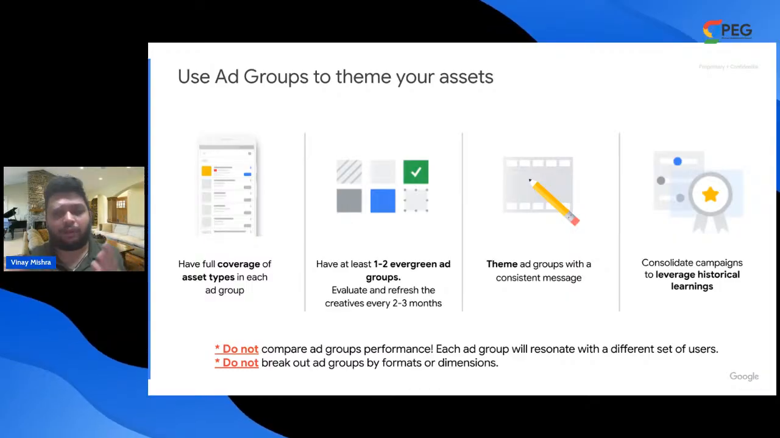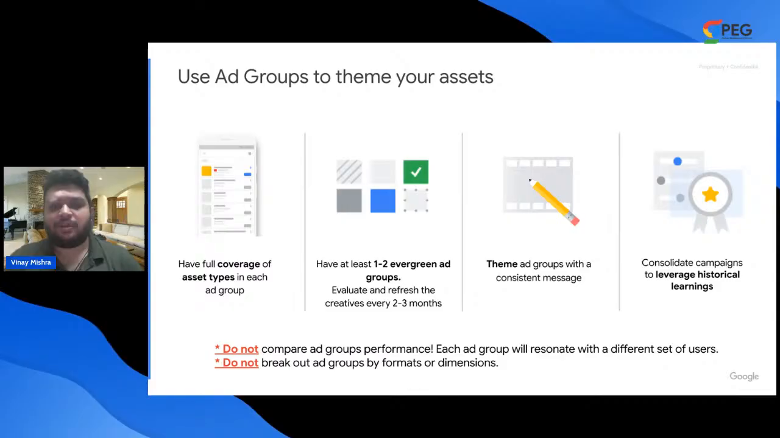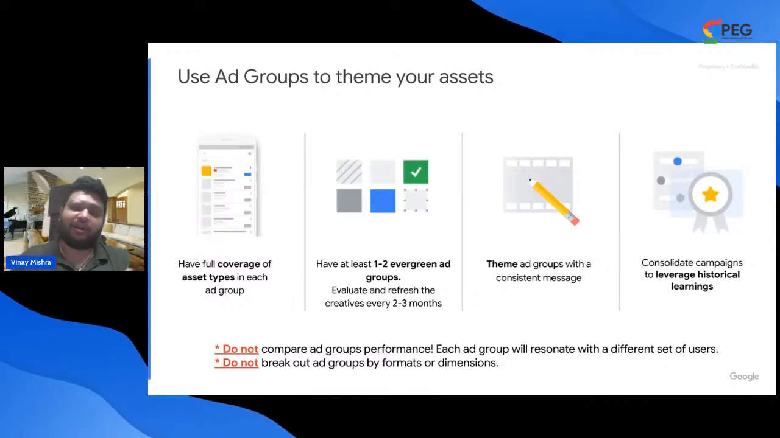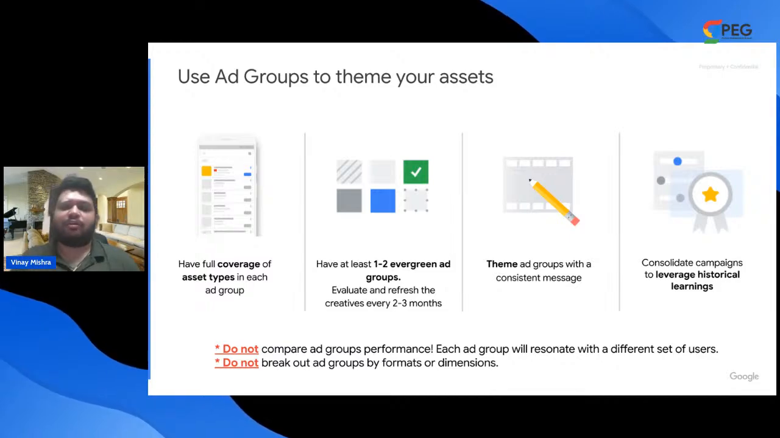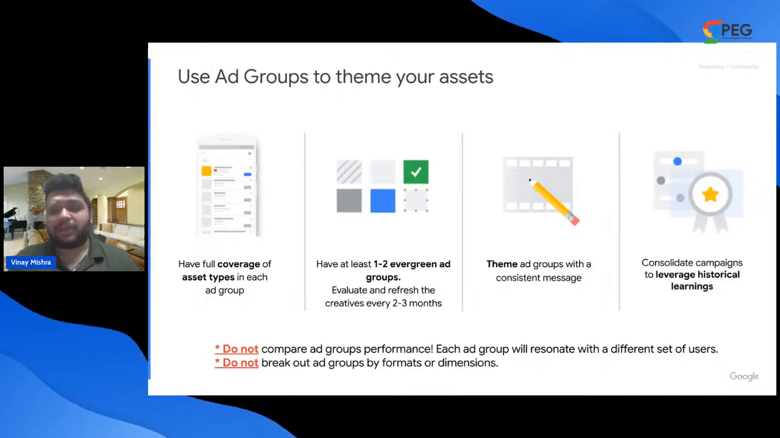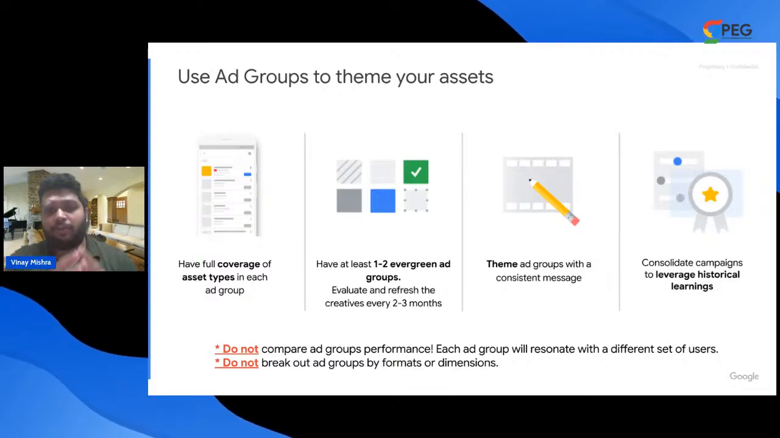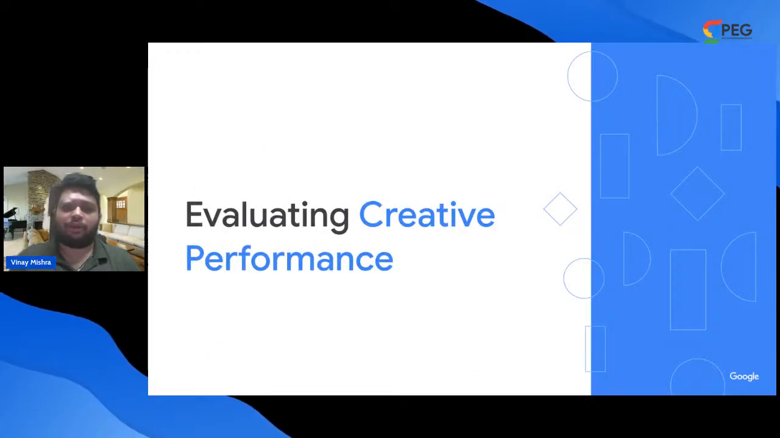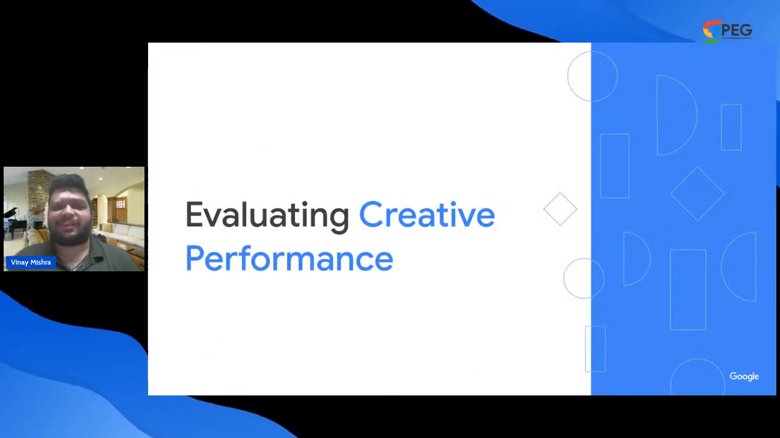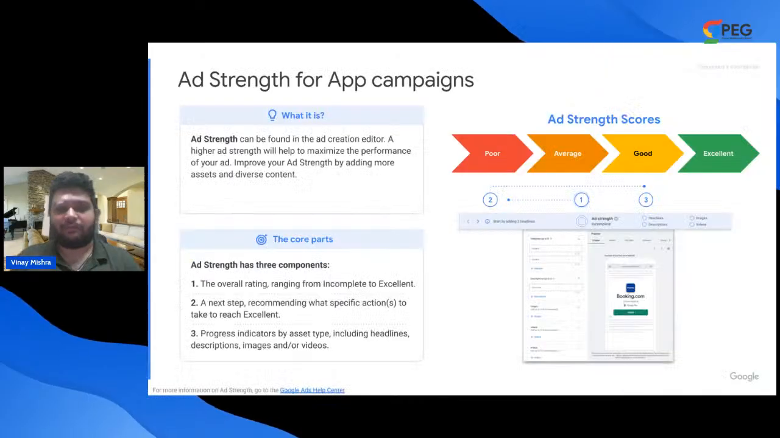And then you can consolidate the campaigns to leverage the historical learnings. As Shashank mentioned earlier in the slides, your historical data does play an important role, and at the same time make sure that you also have your app campaign measurements in place to accordingly optimize. So let's understand how we can evaluate the creative performance.